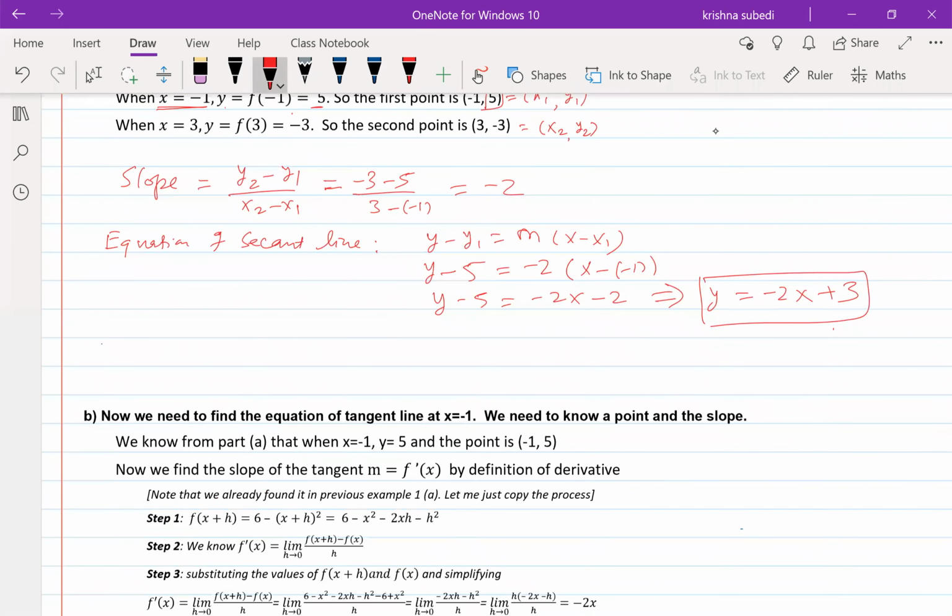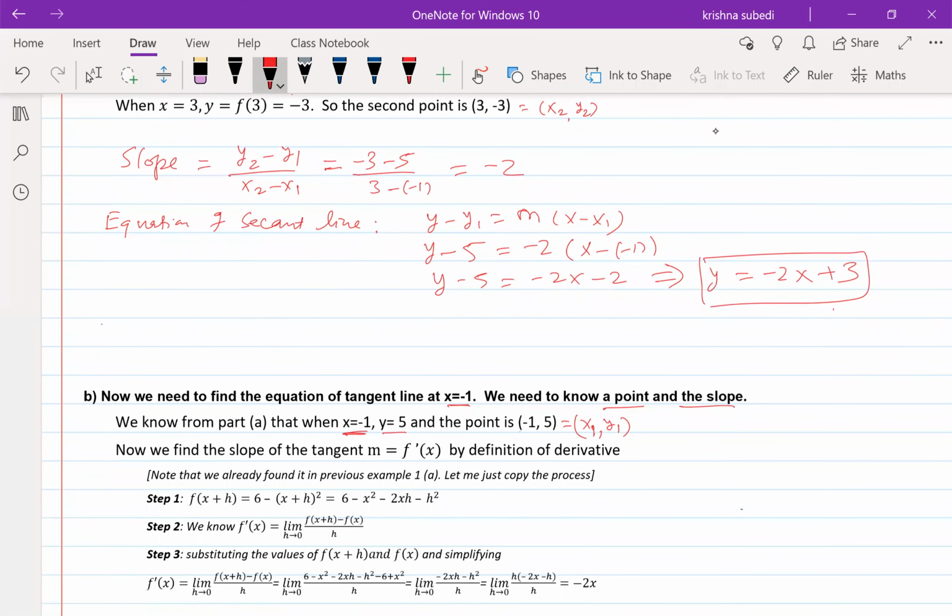We need to know a point and the slope. So the point when x equals -1, y equals 5. We have the point here already, which we denote by x1, y1. When x is -1, y is 5. We already calculated that before. As soon as we find the slope of the tangent line, we can find the equation. The slope of the tangent line is basically the derivative of the function at that point, x equals -1.